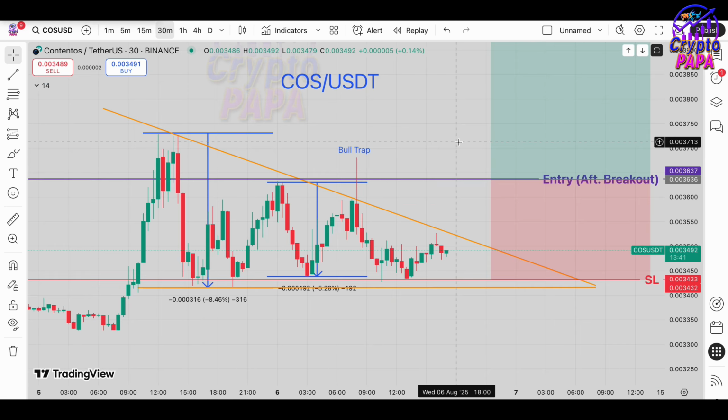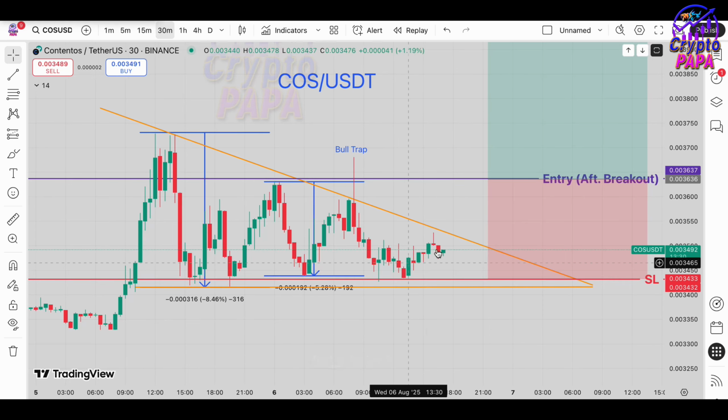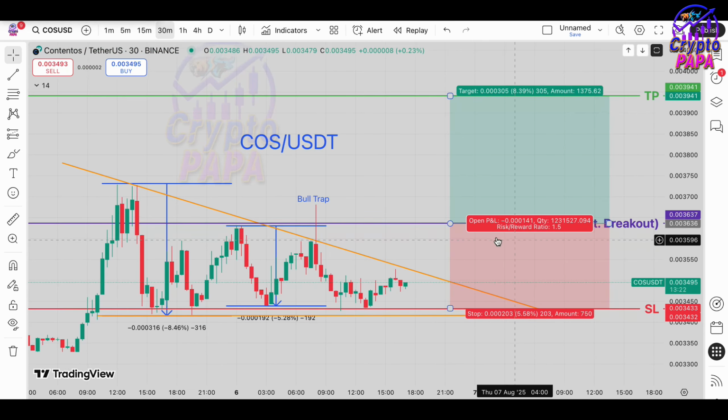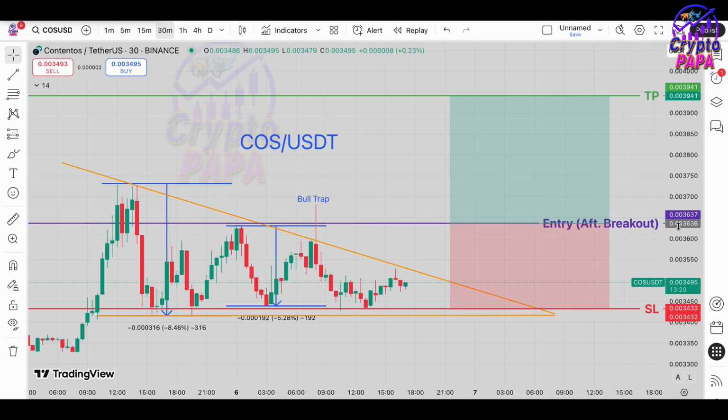So moving next is the Contentus USDT. This is a pretty clean, decent triangle, and soon it will be breaking out. And currently we set our safest entry position at 0.003636. And of course this is a bull trap.